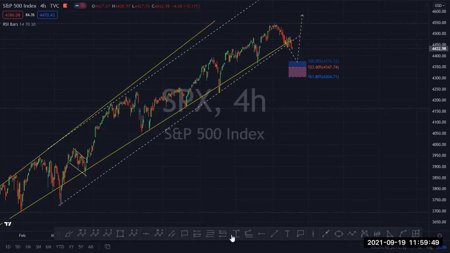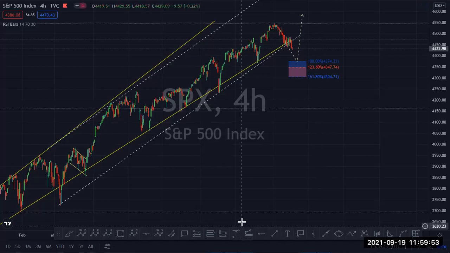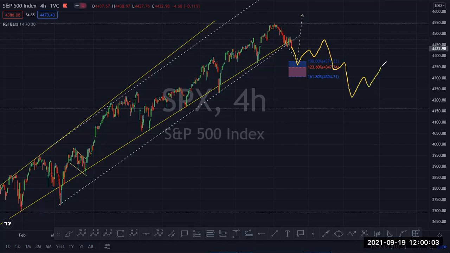You know, it can just do as I expected, and drop to this level, and do this, and drop again, and do this, and drop again. So it's possible. Okay, so correction can take any shape at any time. But first of all, I expect it to drop from here, then buy again.